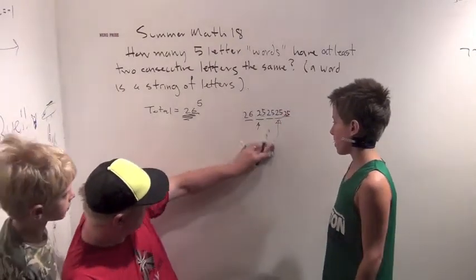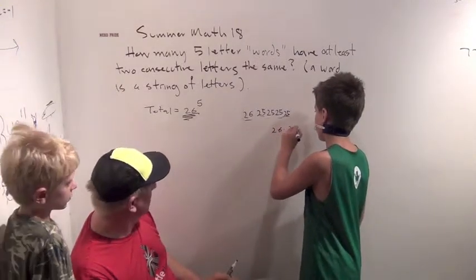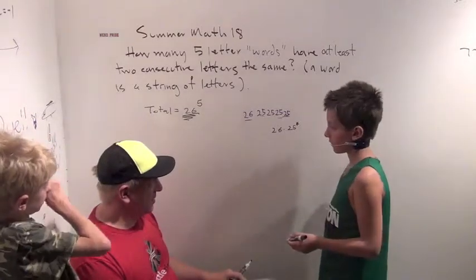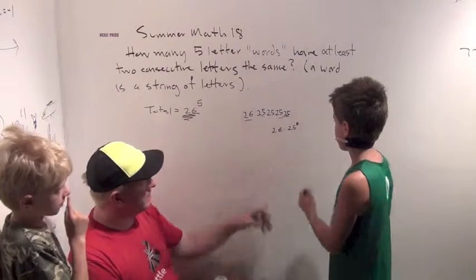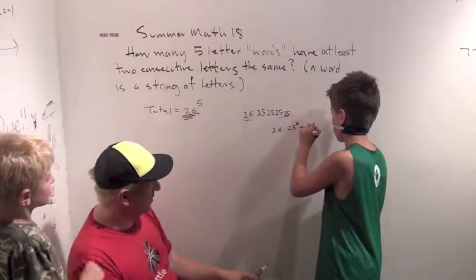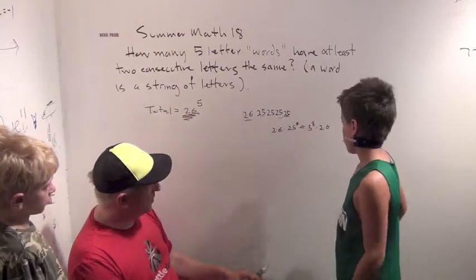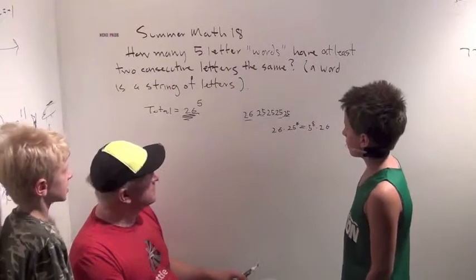Well, this is 26 times 25 to the 4th, which is 5 to the 8th. It's 5 squared to the 4th. That one actually simplifies the way you were thinking. But it's okay to leave it as 25 to the 4th. So what is the answer to our question?